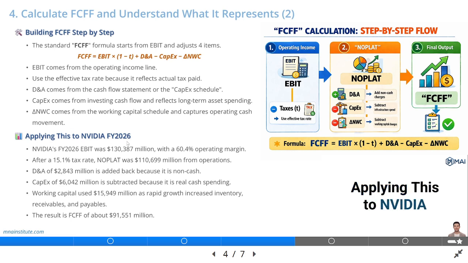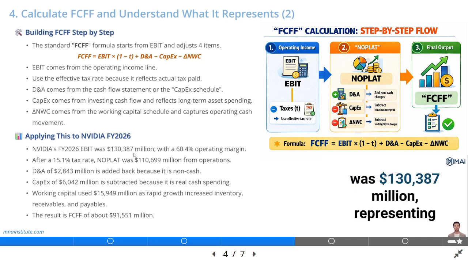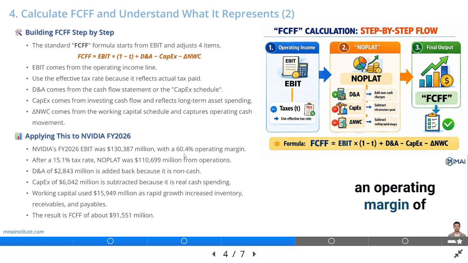Applying this to NVIDIA FY 2026. NVIDIA's FY 2026 EBIT was $130,387 million, representing an operating margin of 60.4%. After applying the 15.1% effective tax rate, NOPLAT comes to $110,699 million, reflecting the after-tax earnings the business generated purely from operations.